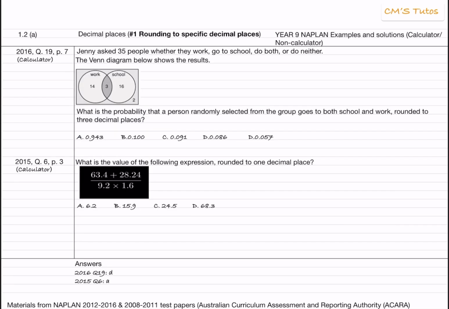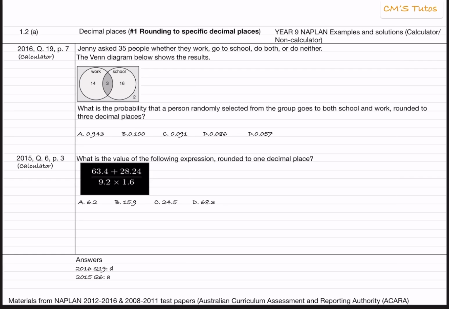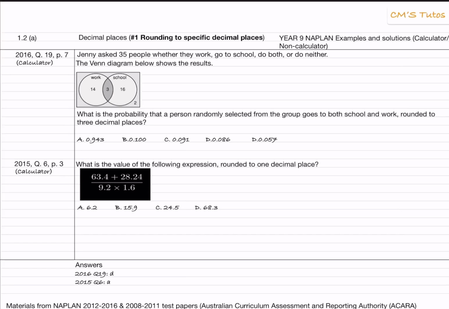Now, let's have a look at 3 different types of NAPLAN questions. The first type is rounding to specific decimals. I'm just going to go through one question for each type, and then you can do the rest in your own time. All the questions here will be available in the description or comment below. The first question is 2016, question 19 on page 7. This is a calculator question.